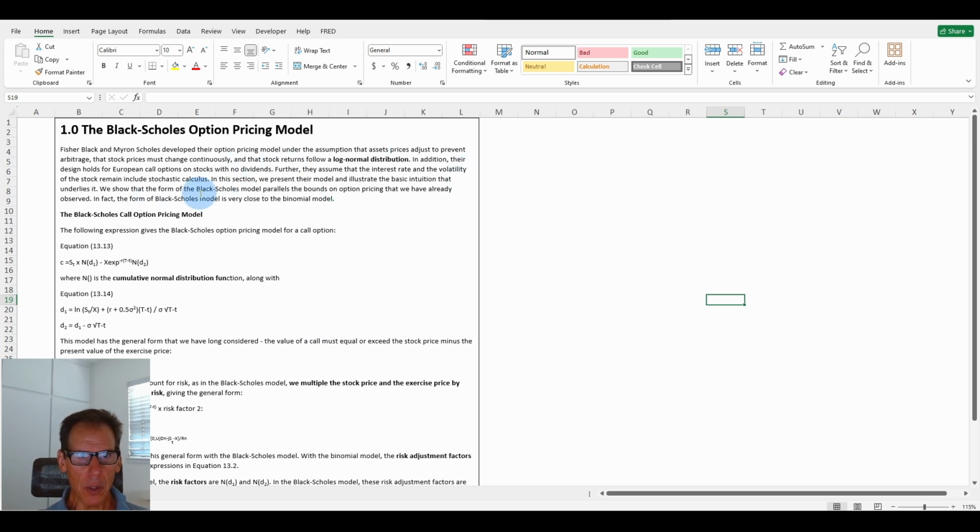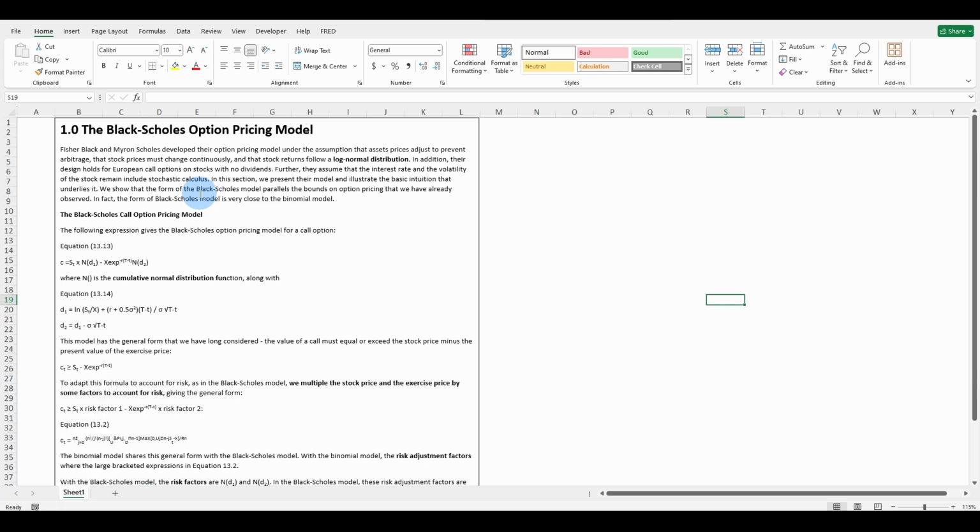Fisher Black and Myron Scholes developed their option pricing model under the assumption that asset prices adjust to prevent arbitrage, that stock prices must change continuously, and that stock returns follow a log normal distribution. In addition, their design holds for European call options on stocks with no dividends. Further, they assume that the interest rate and volatility of the stock include stochastic calculus. We're not going down that road. They did all the hard work.